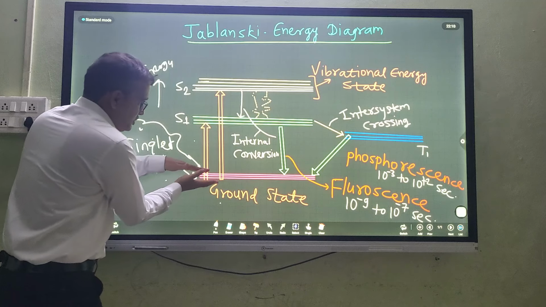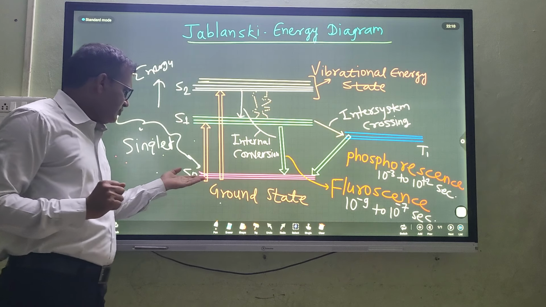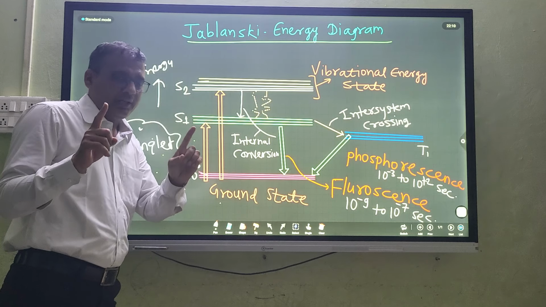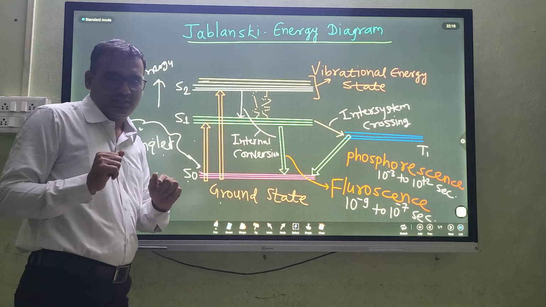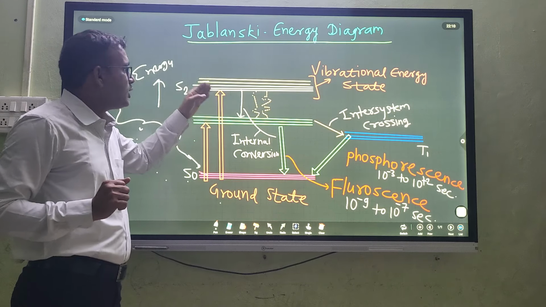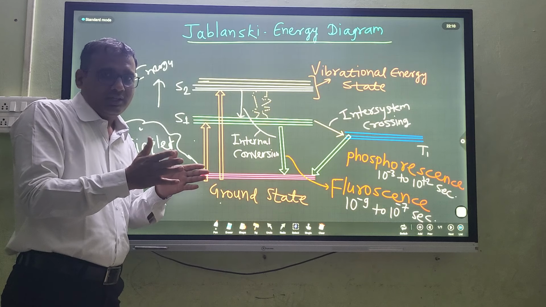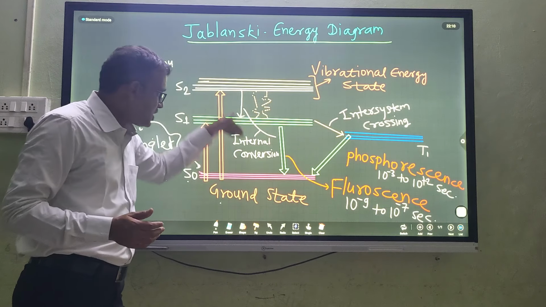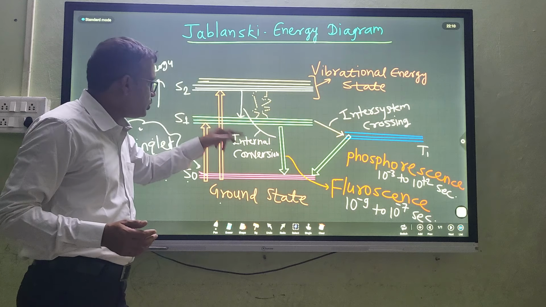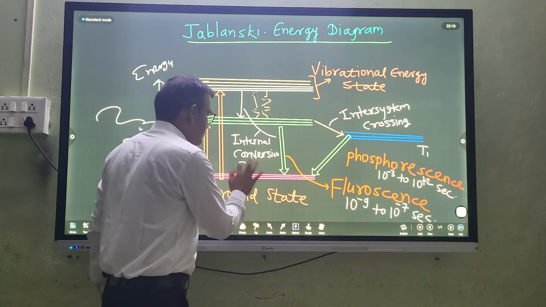These are the energy level diagrams. Now what happens in this case: in singlet molecules the electrons are paired in nature, and when the molecules get excited from S0 to these states, after some time the molecules get deactivated. When the molecule deactivates, the step from S2 to S1 is called internal conversion.